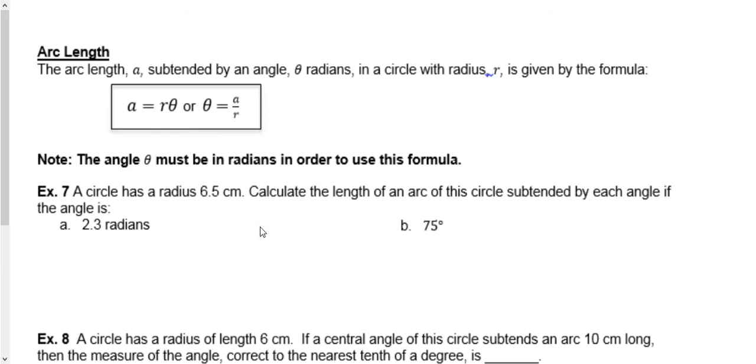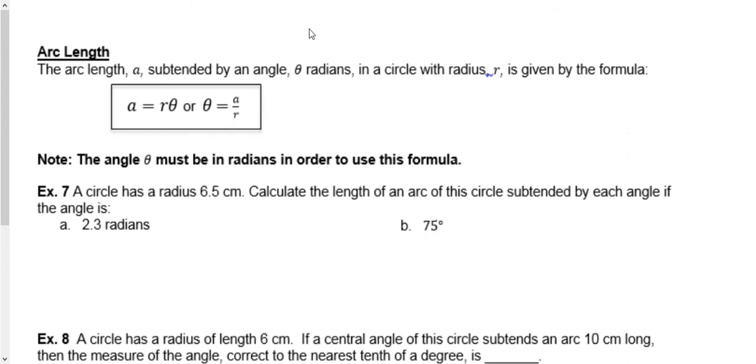Over here, we're going to talk about arc length. So this is kind of a new idea. Basically, arc length is just a measurement. So what are we doing? The arc length A is subtended by an angle theta in radians in a circle with a radius r.